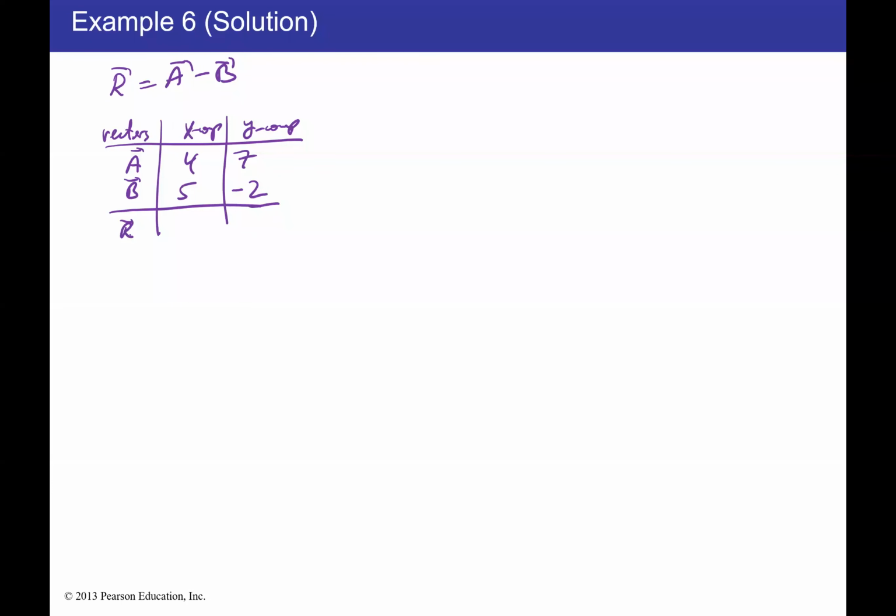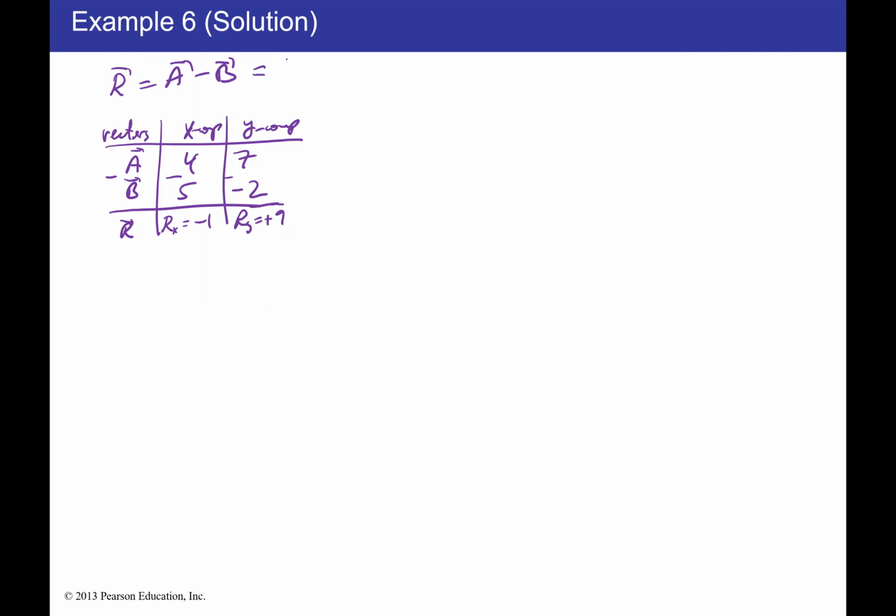The idea here is to find r, but what we're doing is a minus b to get that. So I can say it's 4 minus 5 and 7 minus negative 2. That means the rx component here will be 4 minus 5, so it will be negative 1. And 7 minus negative 2 will be 9. This is for the ry component. So you can see this table basically allows you to get that.